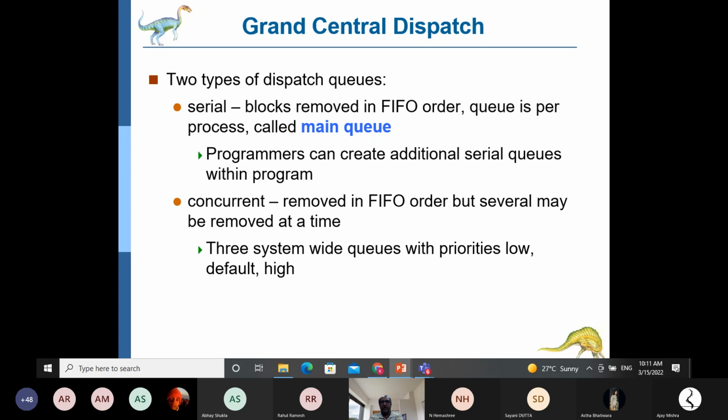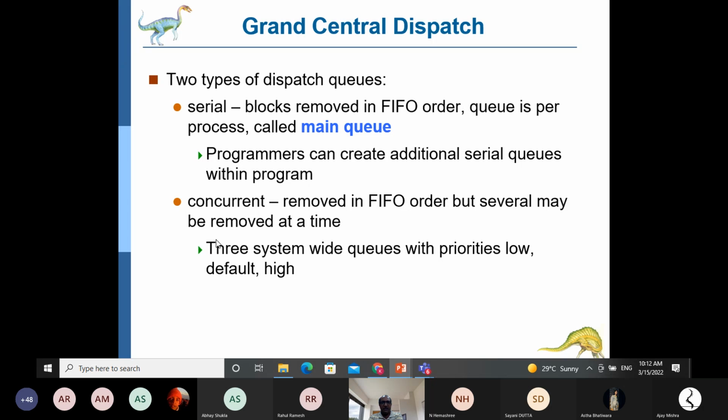Once that block is completed, the next block is taken out from the FIFO queue and given to a thread. So in the case of serial blocks, the blocks are executed in a sequence, one at a time taken out from the queue, given to a thread, and executed. Whereas with concurrent queues, the blocks can be executed in a parallel way. Instead of one block at a time, you can take multiple blocks, and these blocks will be given to the threads where they can run in parallel.